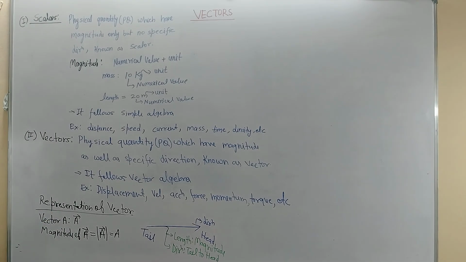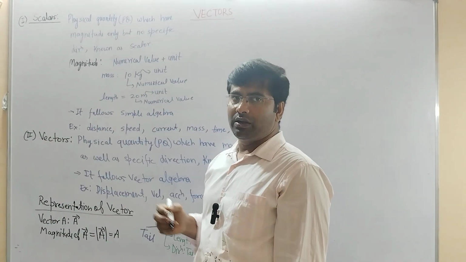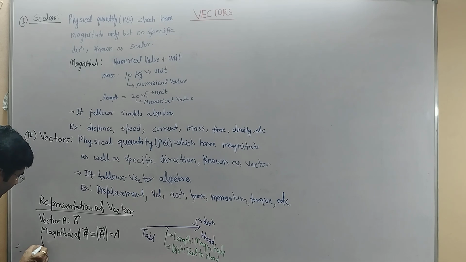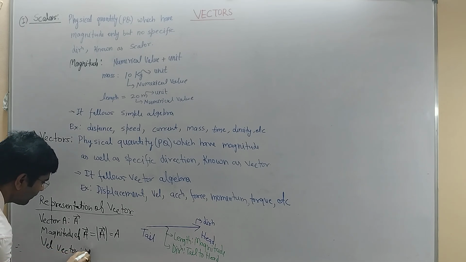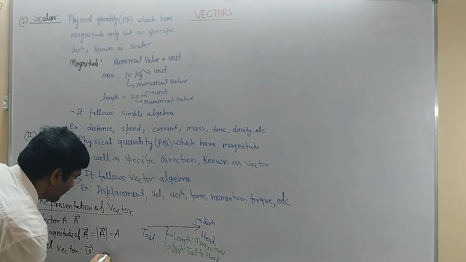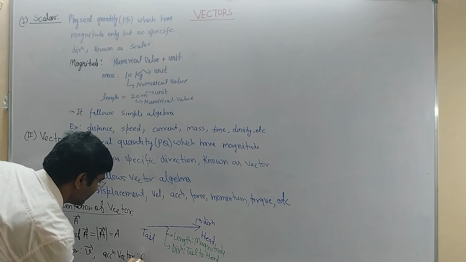Okay, so let's say there is any vector F, any vector V, any vector A. So we can write like this for velocity vector. Similarly, if I want to write velocity vector, I can write V. Okay, if I'm writing acceleration vector, we can write here A.